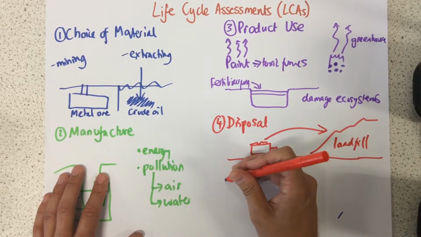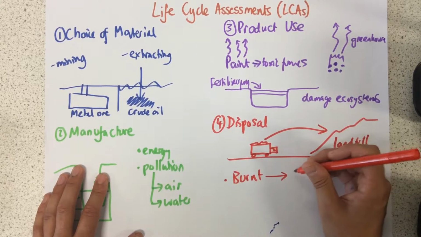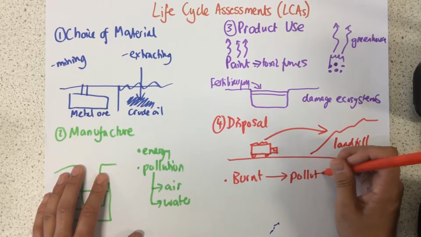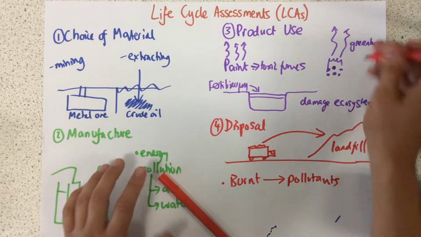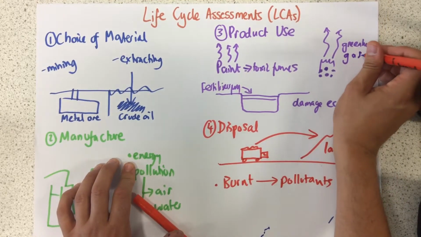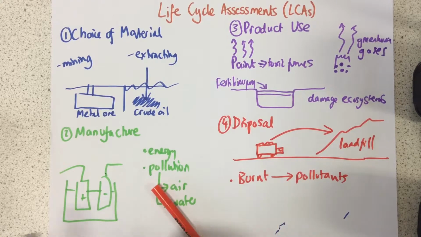What else could happen to a lot of products is they get burnt, so we can incinerate them. Now this obviously produces pollutants. It can produce greenhouse gases, but it could also produce other toxic chemicals as well.